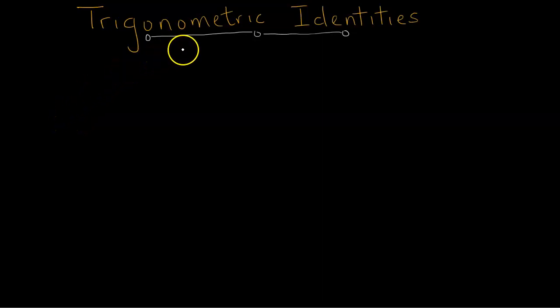There are several truths that emanate from a right triangle. Some of them have been categorized under what is called trigonometric identities. We are going to be considering a few of them in this video. First, let's consider a right triangle.